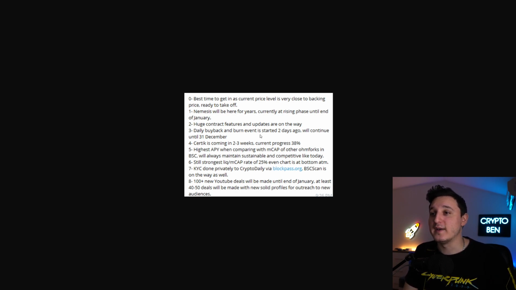Highest APY when comparing with market cap of our OHM forks on BSC. We will always maintain sustainable and competitive APY like today. So still strong, a liquidity market cap of 25%, even though the chart is at the bottom at the moment. So KYC done prior to Crypto Daily via blockpress.org. And BSC scan is on the way as well.